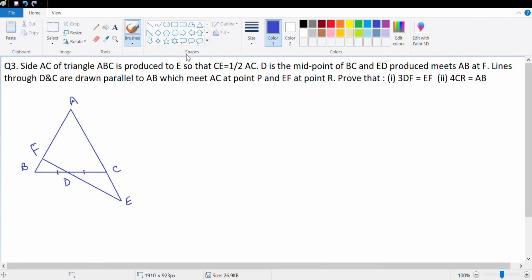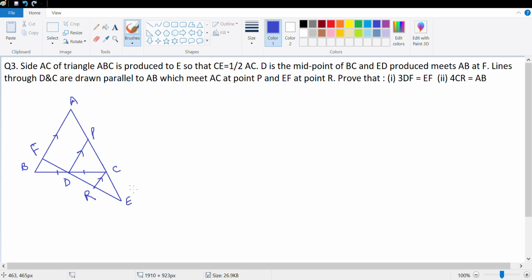Next, lines through D and C are drawn parallel to AB. So a line is drawn parallel from D to AB, something like this, which meets AC at P. So this is parallel to AB. Wonderful. And again, a line is drawn parallel from C, which meets EF at R. Okay, so this is also parallel and it meets EF at point R. Perfect. Let's read the question.